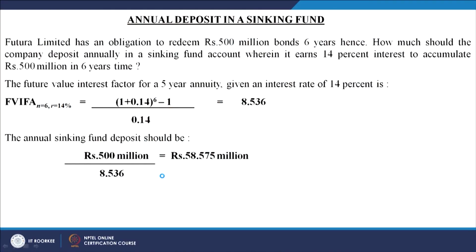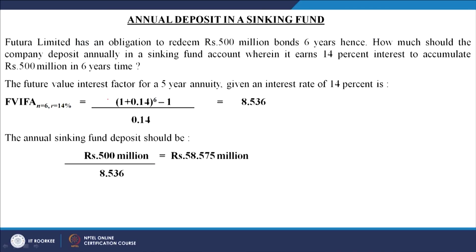At the end of the 6 years, 500 million rupees will be required to be paid back to the bond subscribers, right. So in the 6-year period, how much does the company have to save? The question is how much should the company deposit annually in a sinking fund account, wherein it earns 14% interest, to accumulate rupees 500 million in 6 years. So one condition here is that interest is 14%. We have to be very careful about the rate of interest, because the moment the rate of interest changes, the installment to be deposited in the sinking fund will change.